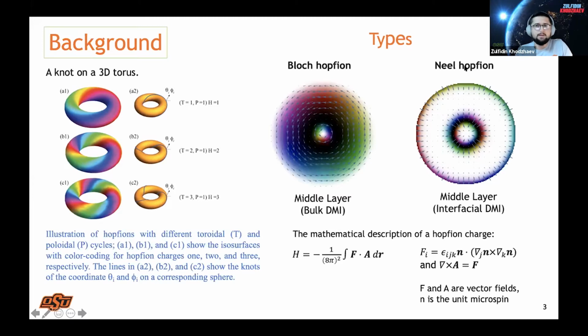Néel Hopfion is something new. The first time it was discussed was in 2019. So first, I will go over the Bloch Hopfions, and then we will continue with the Néel Hopfions.